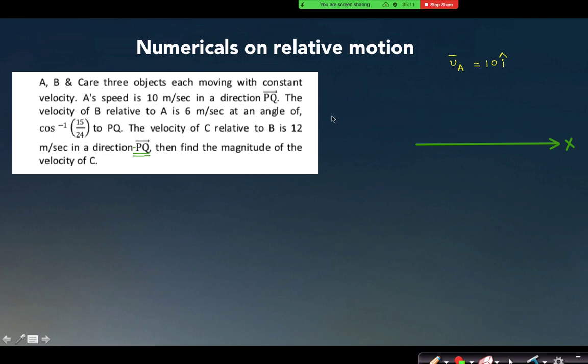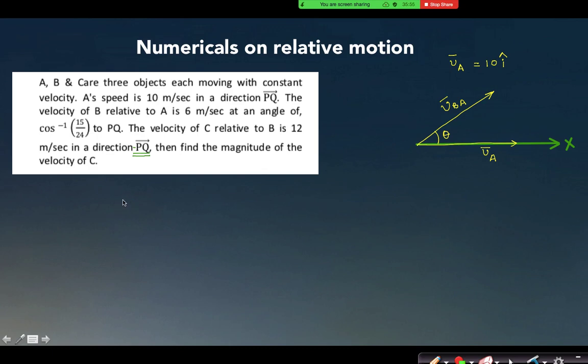Now it says that the velocity of B with respect to A is 6 meter per second at angle theta, where theta is given such that cos theta is 15 by 24, that is 5 by 8. So let us assume that the velocity of B with respect to A is this one, and this angle is theta. This is the velocity of A in this direction, and this is the velocity of B with respect to A. Now what is the velocity of B? Sir, is the answer 5? Yes, the answer will be 5.